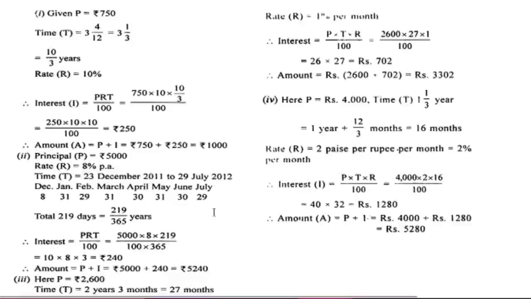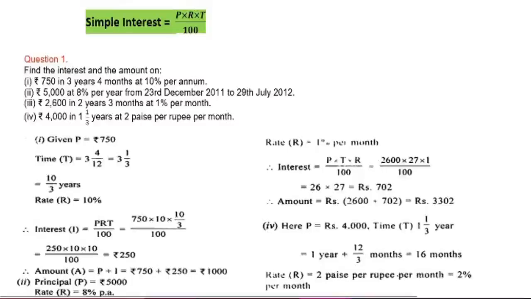And in question number 3, principal equals 2600, time equals 2 years 3 months. 2 years means 24 months. We know 1 year means 12 months, so 2 years 3 months equals 27 months. And the rate is given as 1% per month. You can see the principal is rupees 2600, time is 2 years 3 months and the rate is 1% per month.